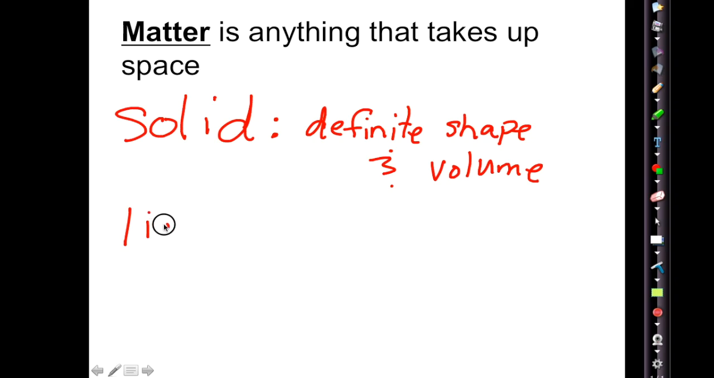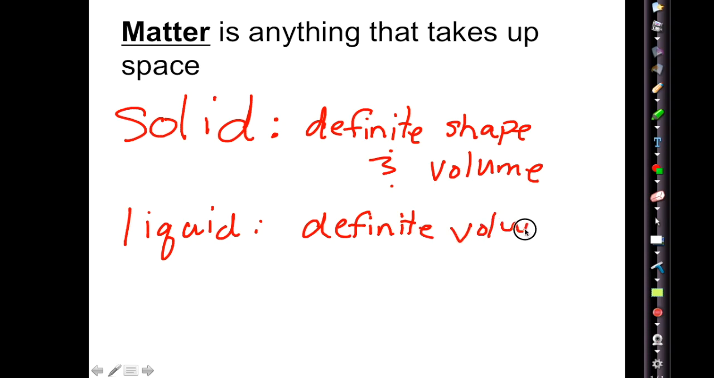We take a look next at the liquid state of matter. We still have a definite volume, but we no longer have a definite shape. So we think about what that means. If I pour a glass of water, let's say 50 milliliters of water, that volume is fixed. If I pour the water into a bowl from my glass, I still have 50 milliliters of water, but the shape of the water changes. It takes the shape of its container.